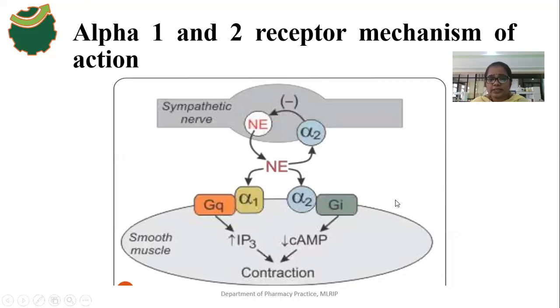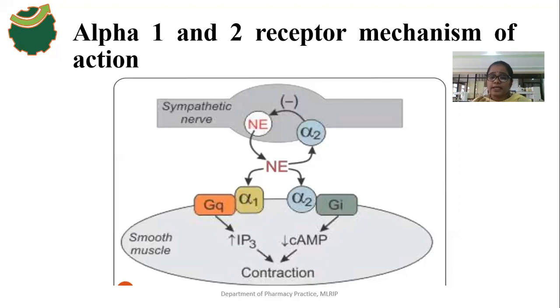Okay, so here the alpha 2 receptors are Gi associated proteins, and these inhibit the production of the secondary messenger known as cyclic AMP. So the cyclic AMP levels decrease, which means what will happen here? The contraction effect will not be reduced. The contraction effect is not reduced. Why is the contraction effect not reduced?